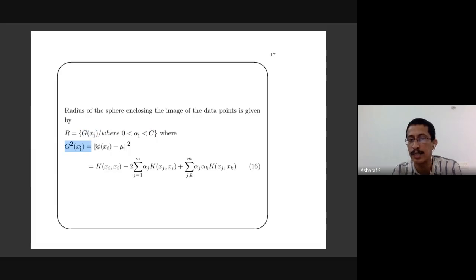G square xi, the distance from a point xi to the center, is nothing but phi of xi minus mu square. You can expand it, and this is the kind of form that you get with the kernel function. So you can compute R as the distance to those points for which your solution to the unified dual problem, alpha, is between 0 and C. That's how you find R.